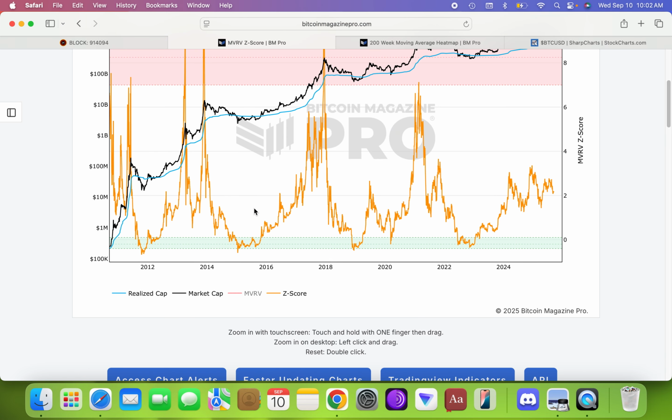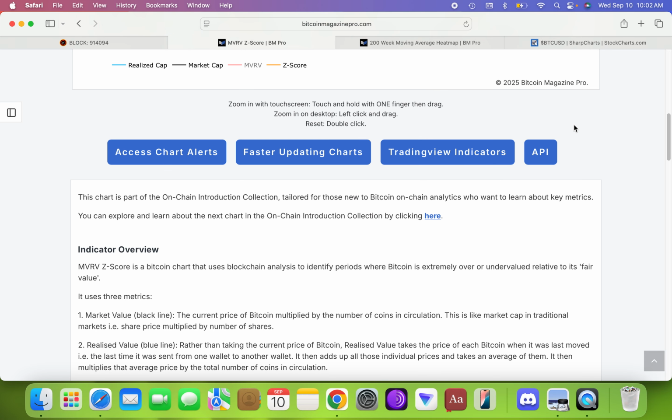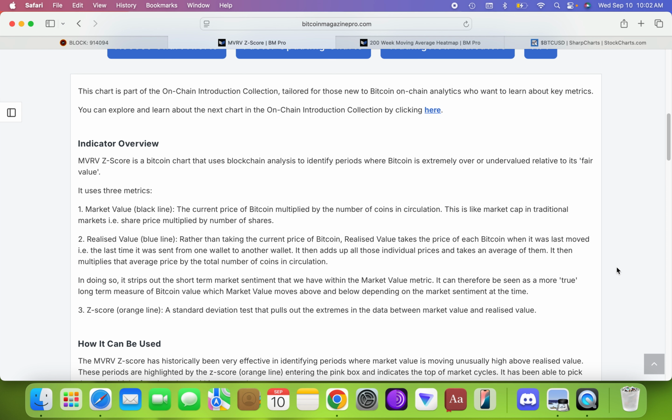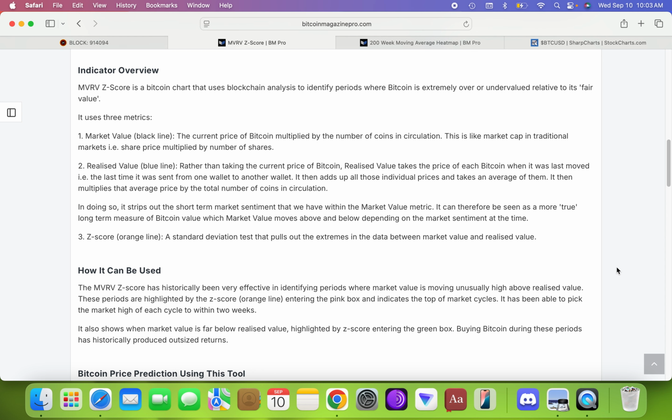The blue line is the realized value. Rather than taking the current price of Bitcoin, realized value takes the price of each Bitcoin when it was last moved, the last time it was sent from one wallet to another wallet. It then adds up all those individual prices and takes an average of them. It then multiplies that average price by the total number of coins in circulation.